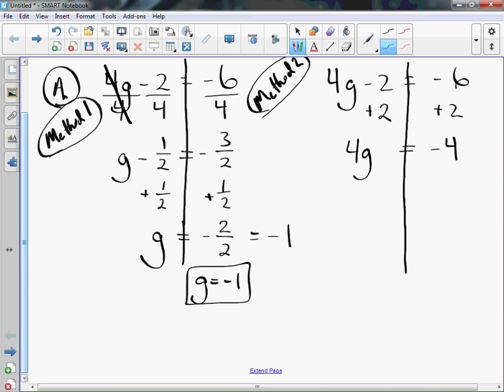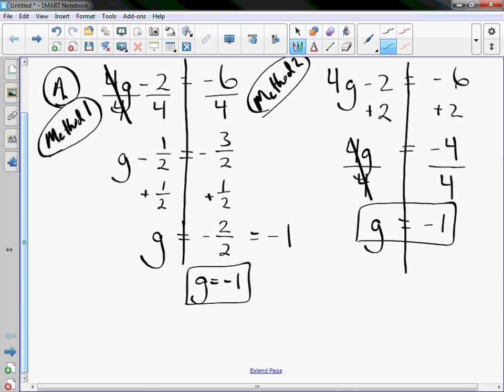And if you notice already, after my first step in my second method, I have all whole numbers, or integer numbers. So I have a 4g and a -4. After my first step in method 1, I had rational numbers, or fractions. So now I need to get rid of the 4. Well, that's the same as the first step I did before. So I need to divide both sides by 4. Divide every term by 4. Okay. 4's cancel. g equals -4 over 4 is -1. It actually saved me a little bit of time doing that.